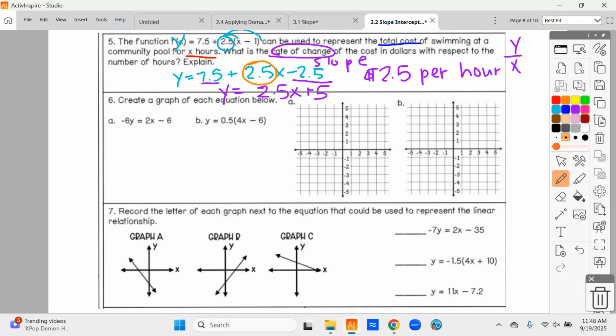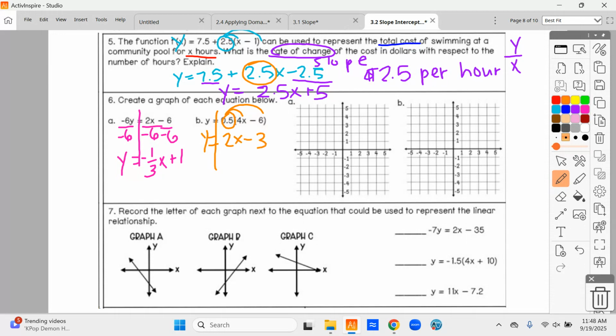Create a graph of each equation below. We're going to do our line down our equal sign and solve. Divide by negative 6, and it has to be on all terms. Y equals simplified to negative 1/3 x plus 1. And here we do the same, except we're distributing, so y equals 2x minus 3.